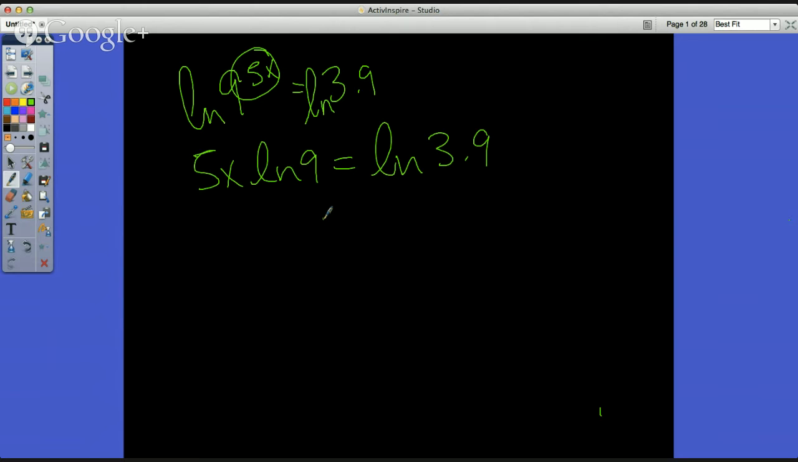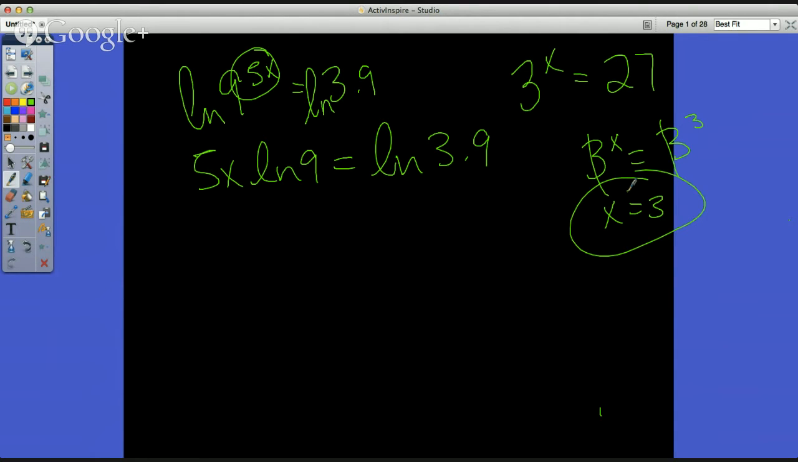Well, because we can't, there is a way where, let's say we had 3 to the x equals 27, right? There is a way where you could actually take 27 and make it 3 to the third. So 3 to the x power equals 3 to the third. Do they have like bases here? Yeah, we could cancel, right? To where x equals 3. You could do that, but the question is can you do that with 9 and 3.9?